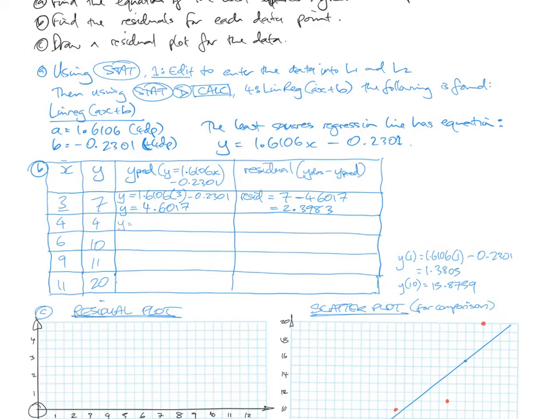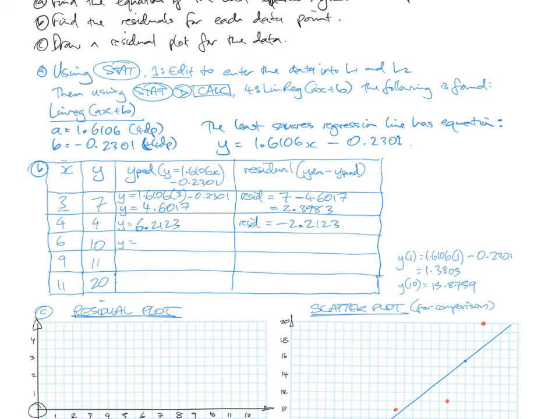So y is going to be 1.6106 times 4 this time, minus 0.2301, comes to 6.2123. Residual is going to be the y observed, 4, minus 6.2123, which is negative 2.2123, so that's a negative residual. So that point must have lain under the least squares regression line when drawn on the scatter plot.